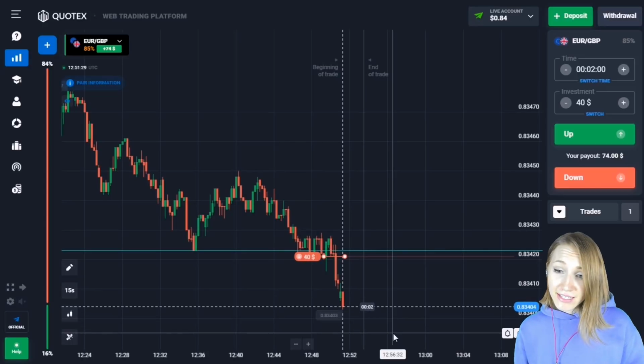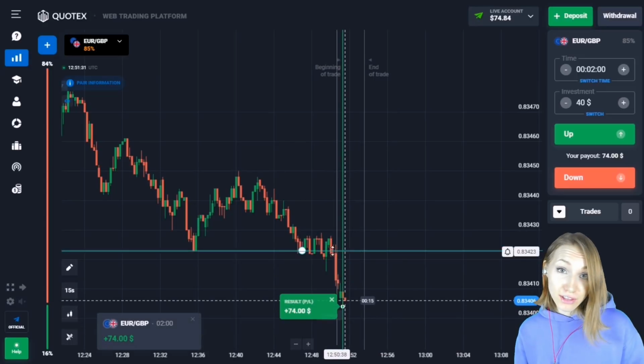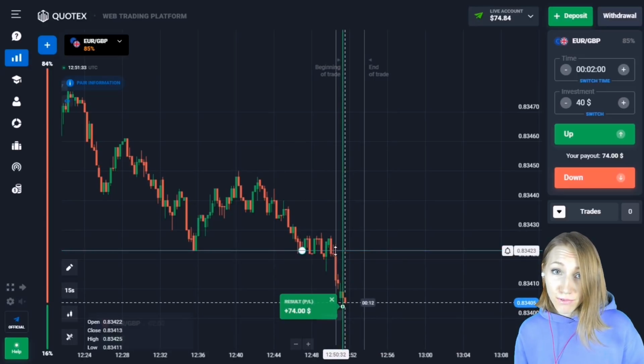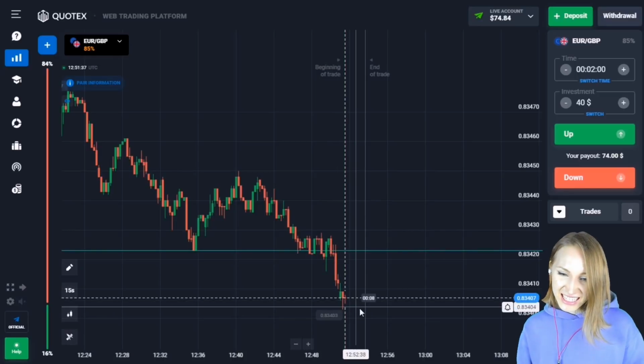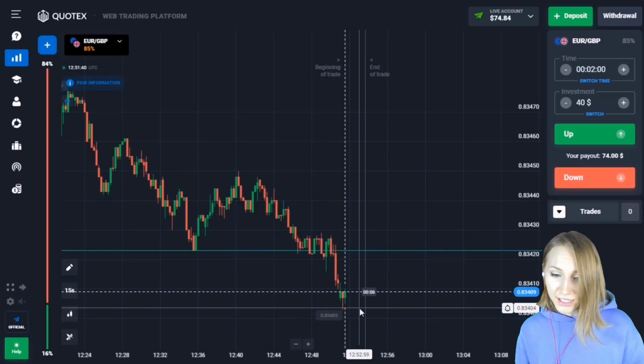Well, it's not bad. The price continued moving down. So this level was broken through. As I said, we got very brilliant profit. So let's continue and find another situation to trade.